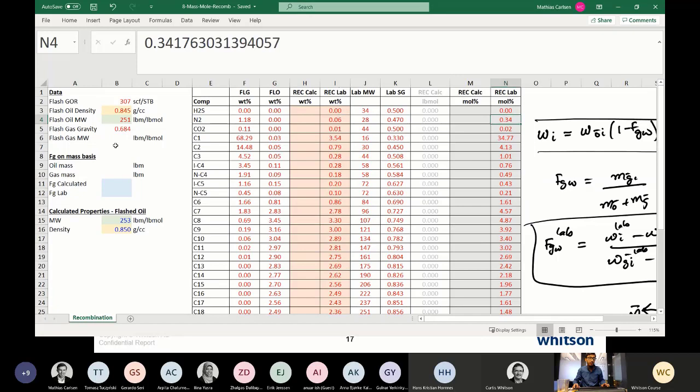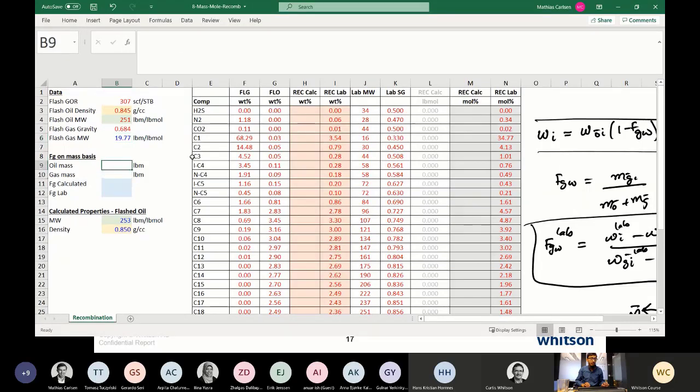And to do that, we have this data here from the flash of the bottom hole sample: the flash GOR, the oil density, the oil molecular weight, and the gas gravity. So first, we can calculate the molecular weight of the flash gas, which is this multiplied by the air molecular weight, 19.7.